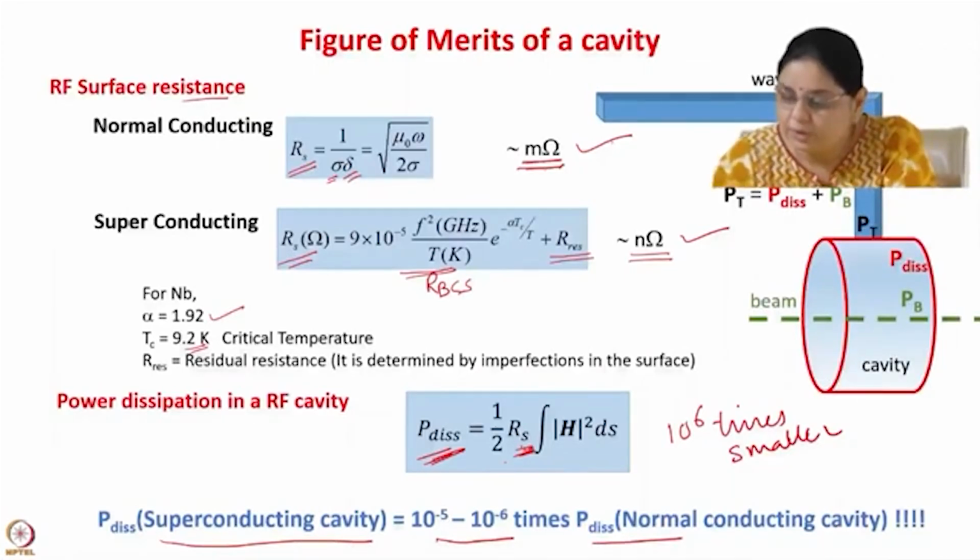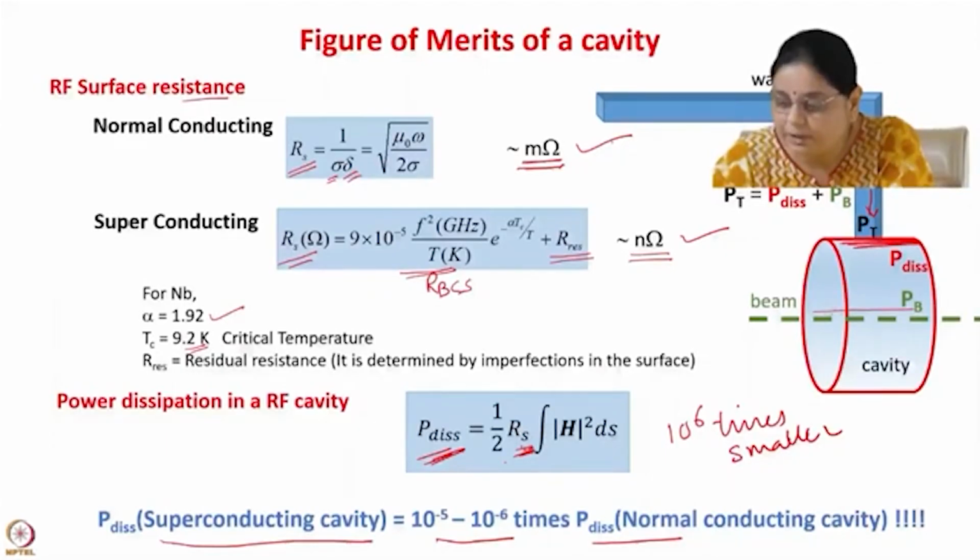Okay, so now you can see that whatever power is going into the cavity, the power that is being dissipated in the cavity has reduced a lot. So this becomes very minimal. So literally almost all the power goes to the beam now.